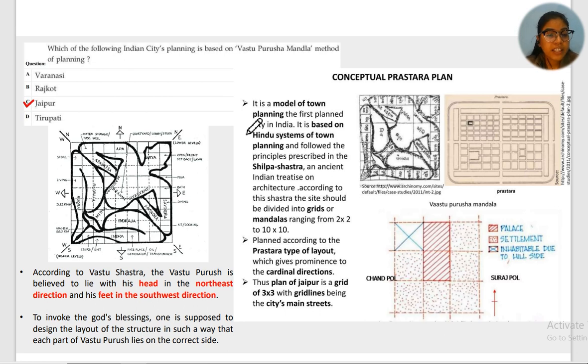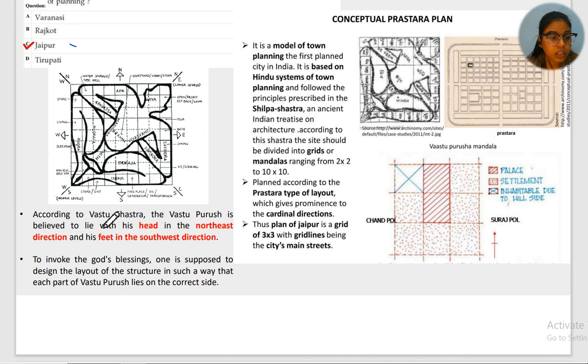Which of the following Indian cities' planning is based on the Vastu Purusha Mandala method of planning? Its correct answer is Jaipur. Now, focusing on the term, what is Vastu Purusha Mandala? According to Vastu Shastra, the Vastu Purush is believed to lie with his head in the northeast direction.